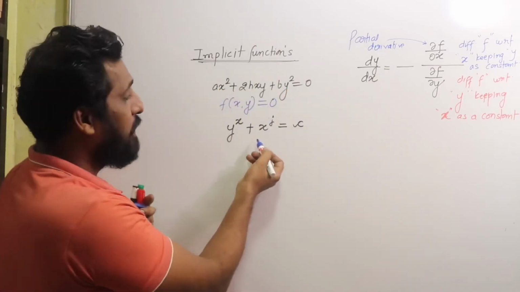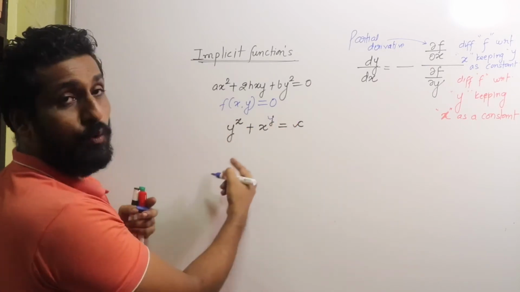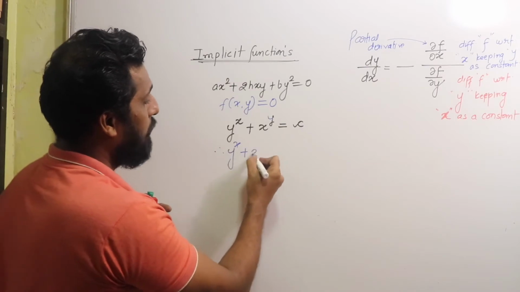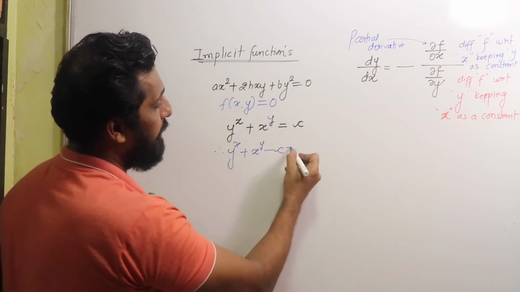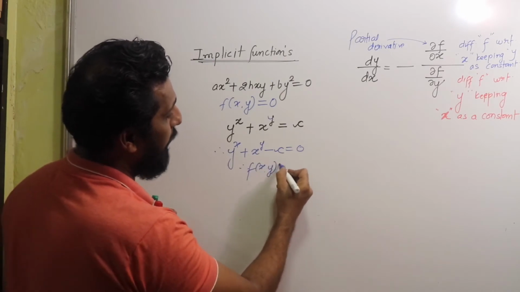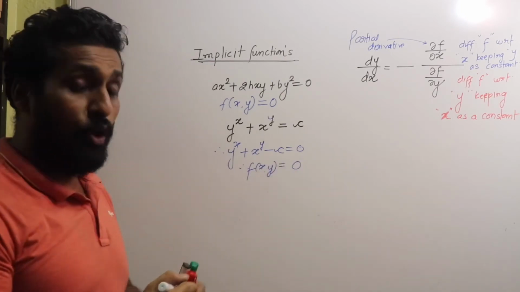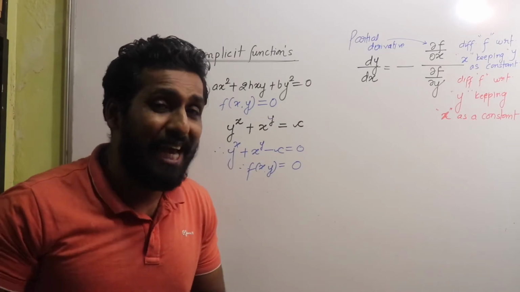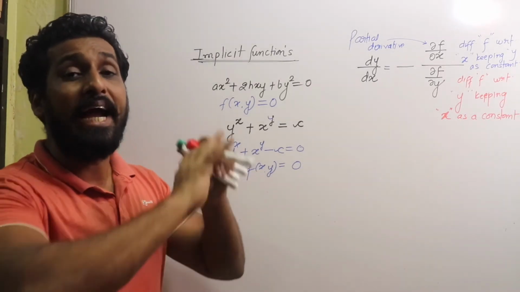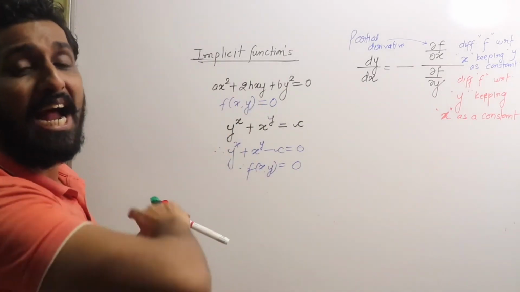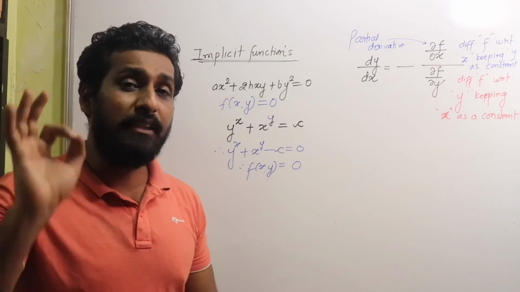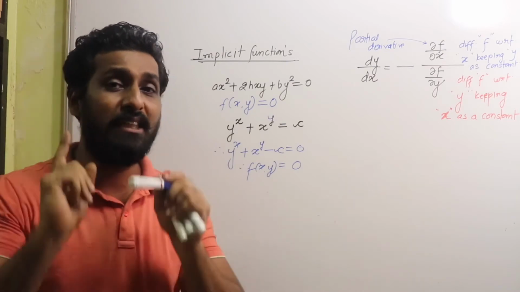If I want to arrange this, y raised to x plus x raised to y equal to c, I can write this as y raised to x plus x raised to y minus c equal to 0. So now this is of the format f of x comma y equal to 0. So have you got your answer? What is f here? f is nothing but a function of x and y entirely kept on the left hand side, and the right hand side is 0. Right hand side always and always has to be maintained 0.